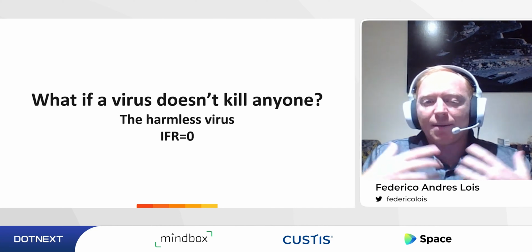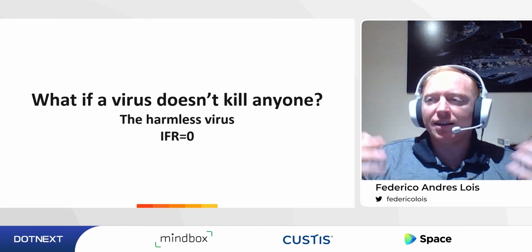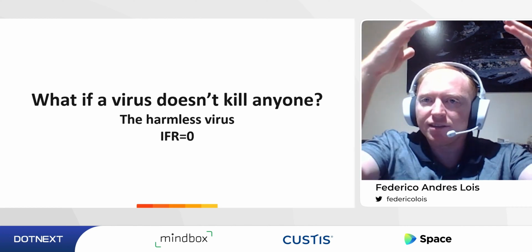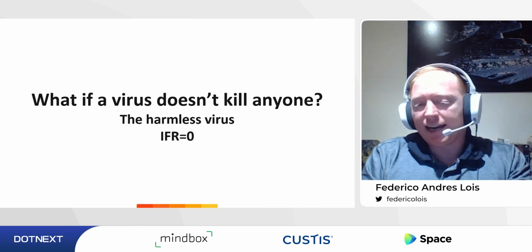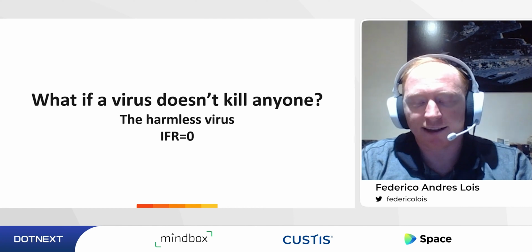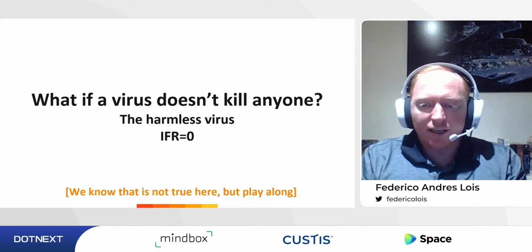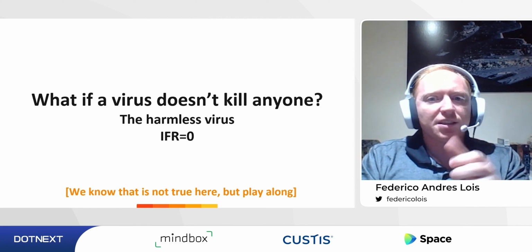What if there is a virus that doesn't kill anyone? We call it the harmless virus. And we mean it. Like the IFR is 0, proof. Because this is a thought experiment, we can actually say, yes, it's like that. So we know this is not true, usually, but let's play along. Let's do the experiment. Let's see what happens.